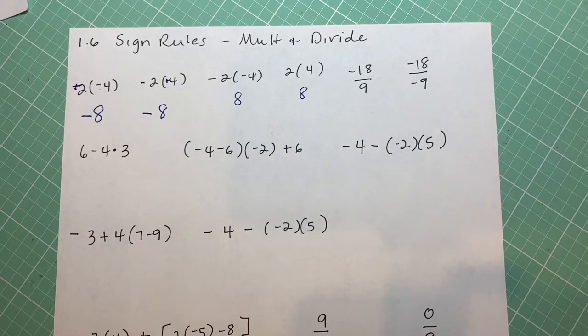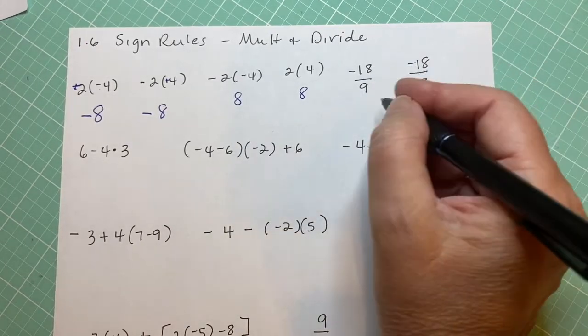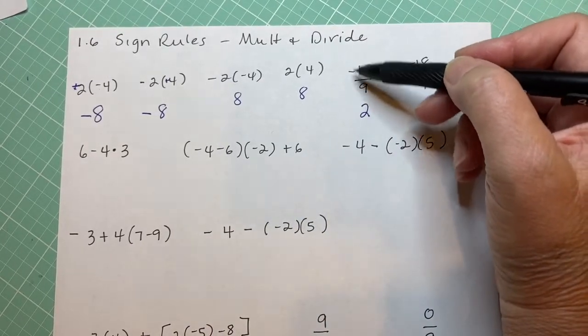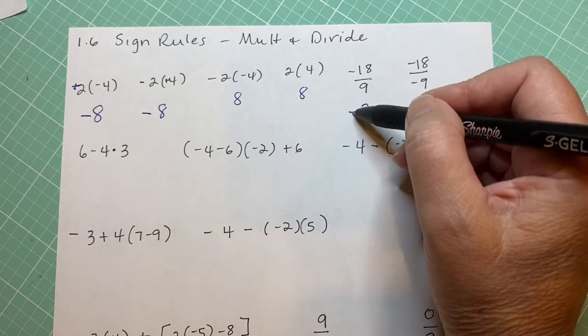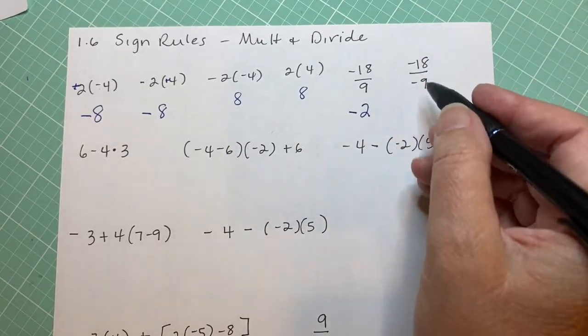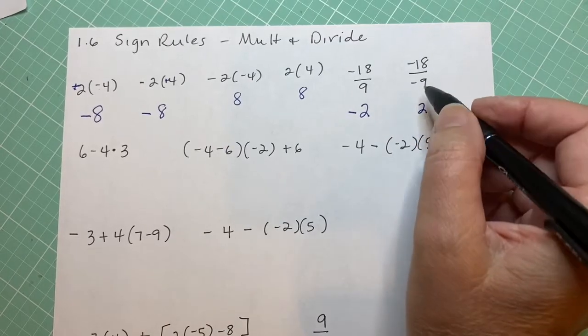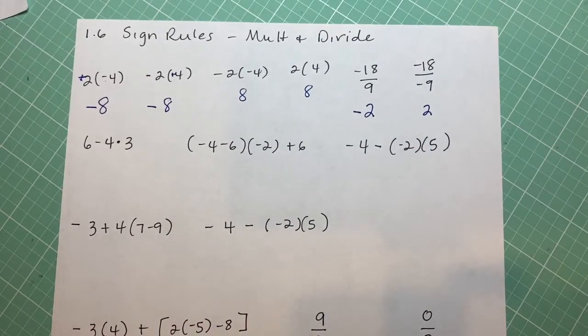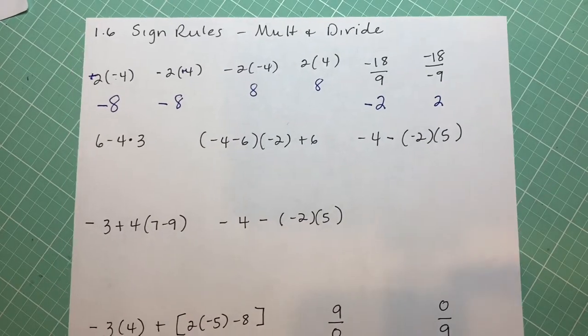So division works the same way. This is 18 divided by 9 is 2. But then you look and say the signs are different, so it's negative. Or this next one, 18 divided by 9 is 2. The signs are alike, so it's positive. So if the signs are different, negative, alike, positive.